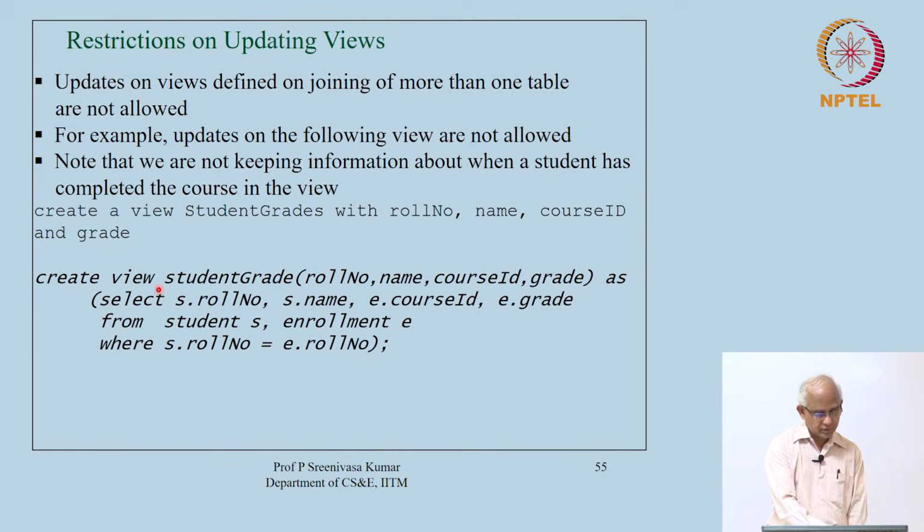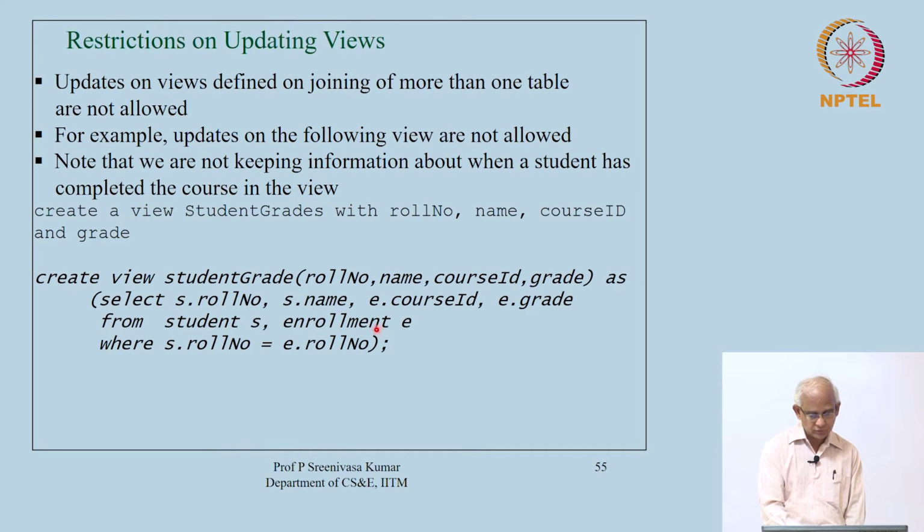Okay. So, how do we create that? Create view student grade, roll number, name, course ID and grade. Where is that information coming from? You have the schema with you. So, from student and enrollment we can get this information.